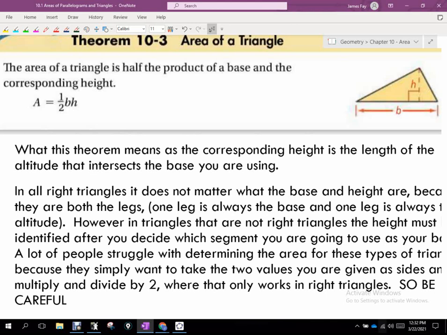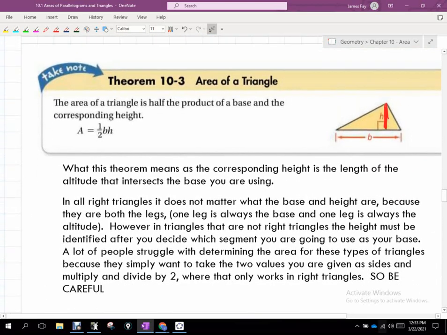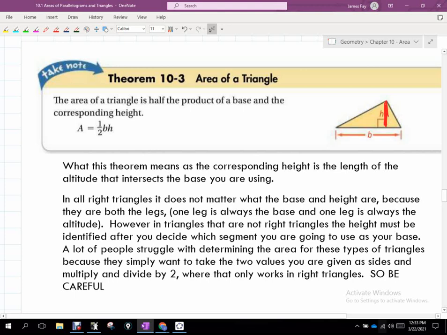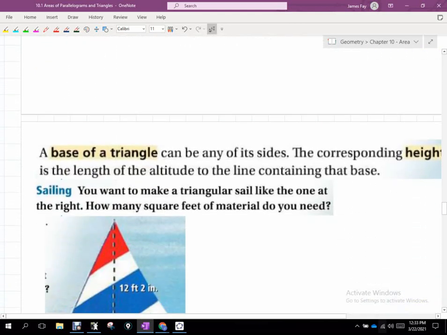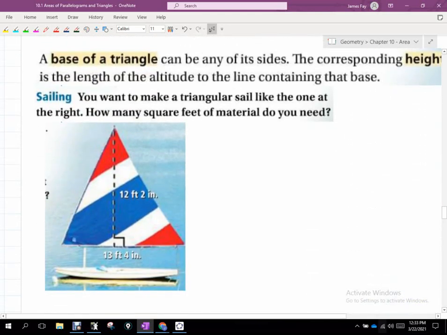Okay, they were the legs of your right triangle. Here, we're going to have to realize that H is going to be one of these altitudes that may not, and probably most of the time will not be, a leg of your triangle. Okay? And that's kind of what all of this is talking about here. I don't want to read through that with you, but you just have to be very cognizant, very aware of what H is. It's not always going to be just the values that they provide you with in a problem.